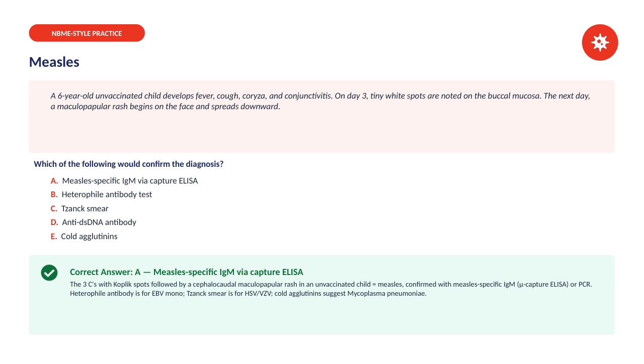Other options, like the heterophile antibody test, look for Epstein-Barr virus infection. The Tzanck smear diagnoses herpes infections. Anti-dsDNA antibodies relate to autoimmune diseases like lupus. And cold agglutinins are associated with mycoplasma pneumonia. Therefore, the presence of measles-specific IgM confirms a recent measles infection in this clinical picture.